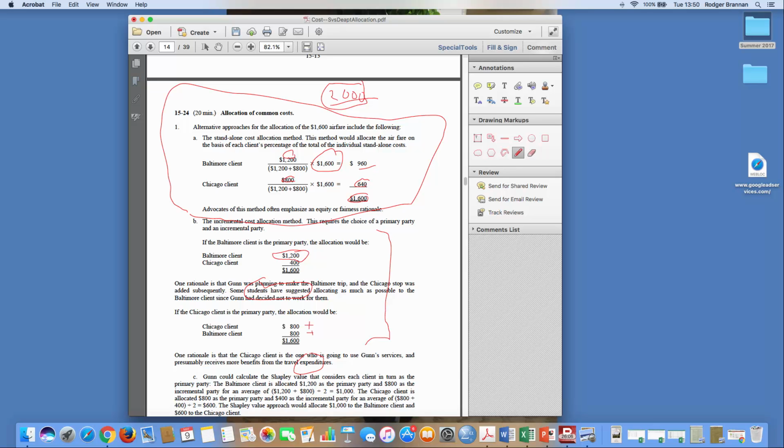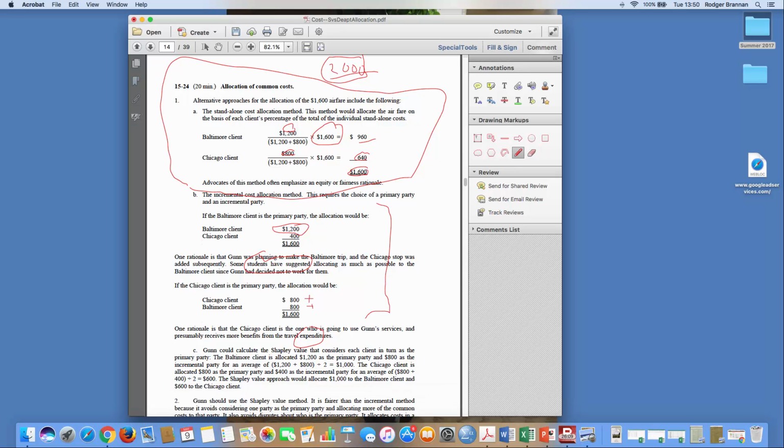Now, the Shapley method is seen as sort of an averaging of my incremental methods. So, for example, my Baltimore client was allocated $800 and $1,200, a total of $2,000. If I divide that by 2, I'm going to charge them $1,000. Chicago got 400 and 800, or 1,200. Divide that, so they get $600. So all $1,600 gets allocated. Are they fair? Yeah, each of them. I mean, you get $200 off on each of them. It's sort of a little bit like the standalone method, but after I've done the incremental method.